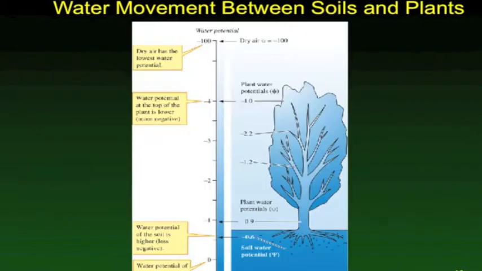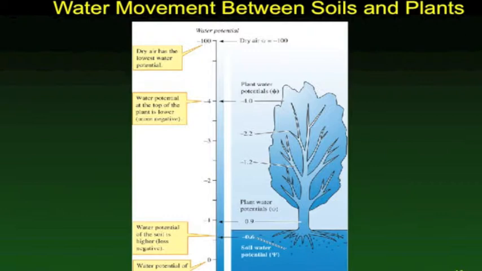So when we consider a diagram of a tree and we look at the psi of soil water, we see that it's closer to 0 than the psi of the water in the tree, and as you go further up, the numbers become more and more negative. This means that there's more solute in the water at the top of the tree than at the bottom of the tree.